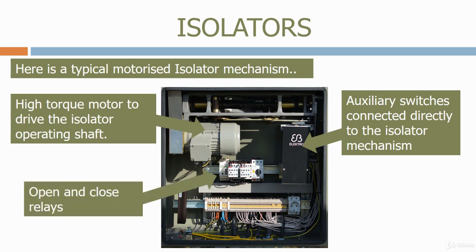Next, we have the open and close relays. This allows the isolator to be opened and closed remotely from the local control room and possibly from the network central control center. Finally, we have the control circuits, including interlocking circuits, to ensure that the isolator is only operated when there is no current flowing in the circuit.